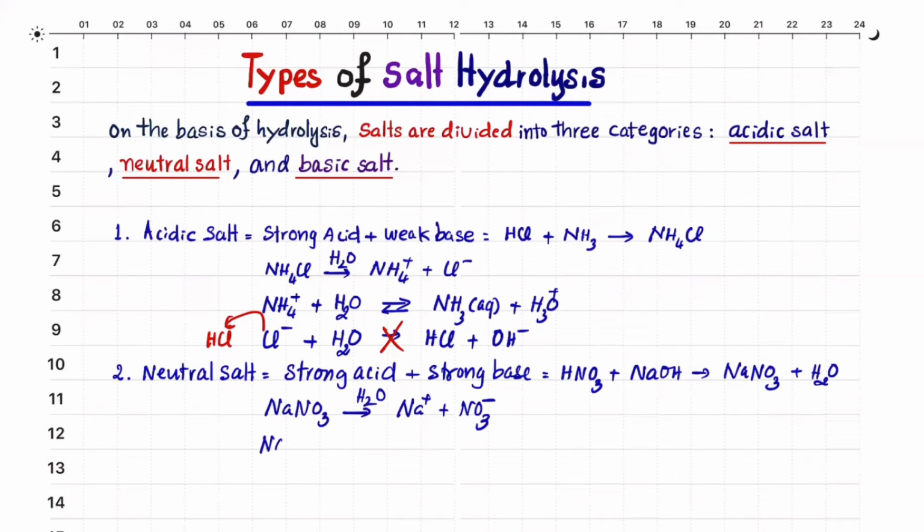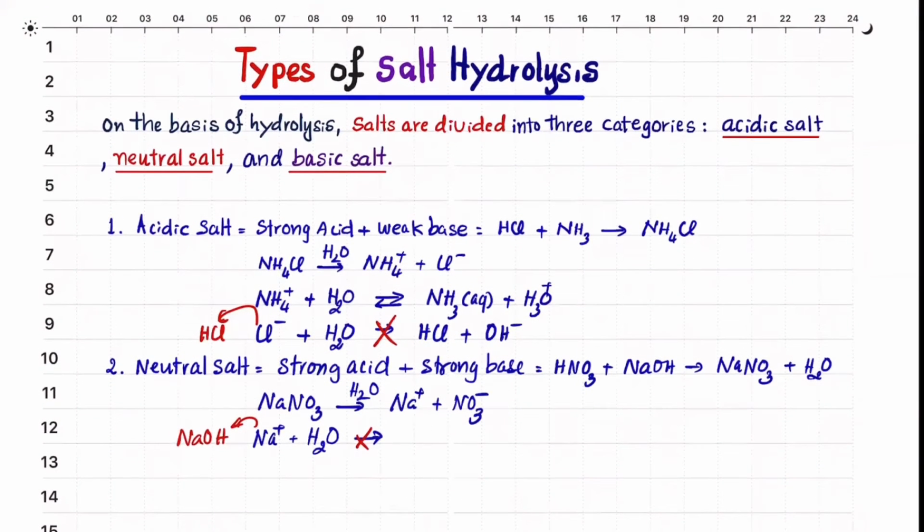When we talk about sodium ion in water, it cannot form sodium hydroxide; you cannot write that, because sodium ion came from a strong base. A strong base cannot. Nitrate ion also cannot react with water, because it does not have that ability.